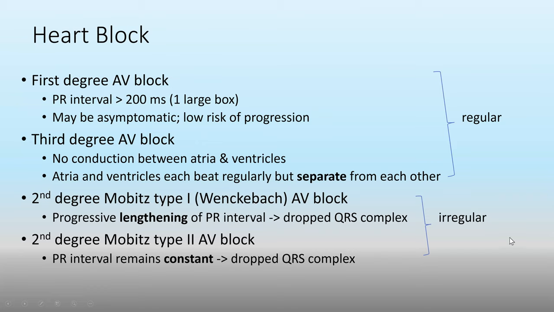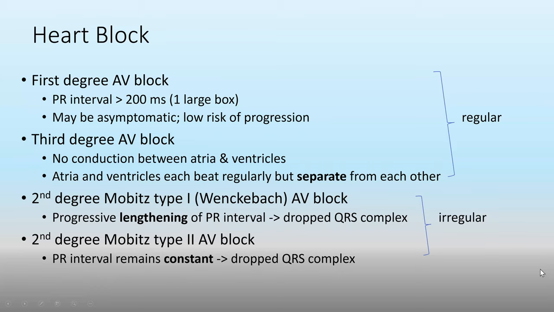So we talked about the progressive PR increasing. That's second degree Mobitz type 1, or Wenckebach. The QRS complex is dropped after you increase the length, and then it's dropped. Versus the type 2 block, where the PR interval is constant, then you have a drop. So we saw the EKG for a third degree. For a second degree, it would look a little bit different.